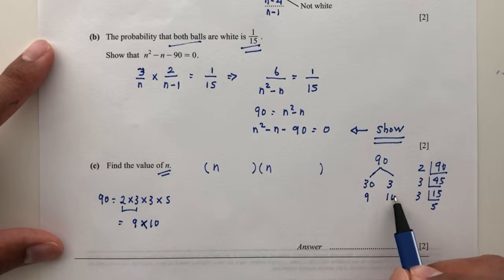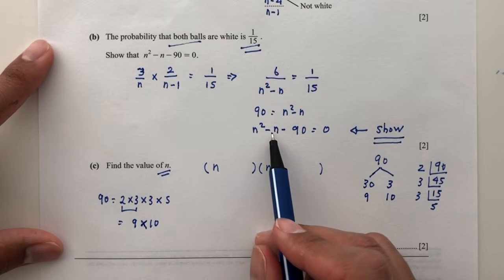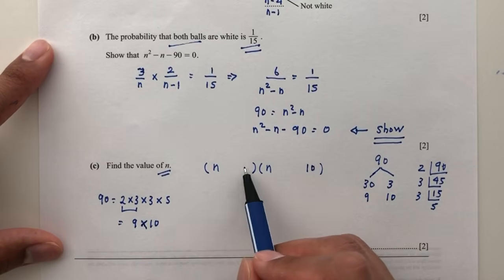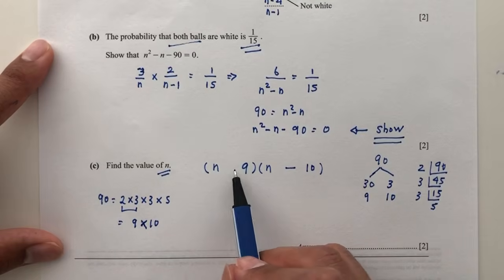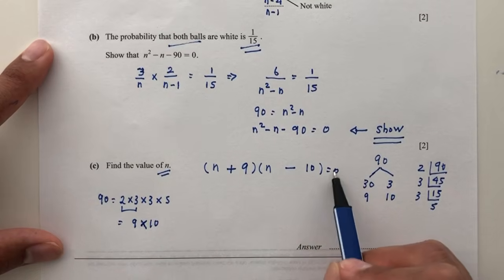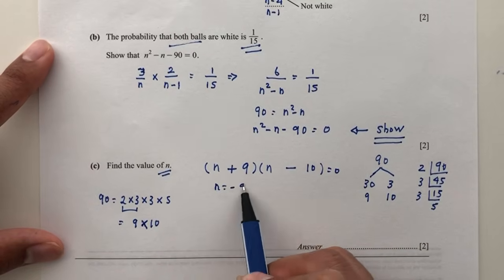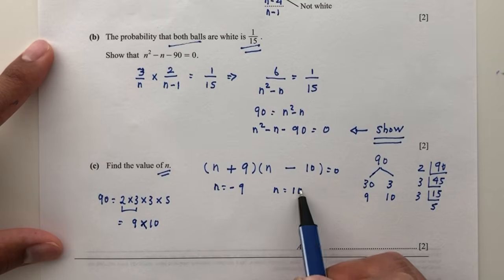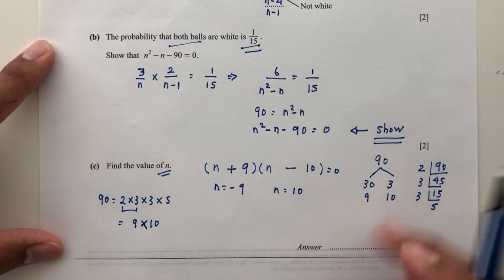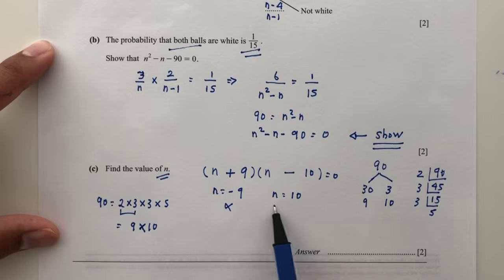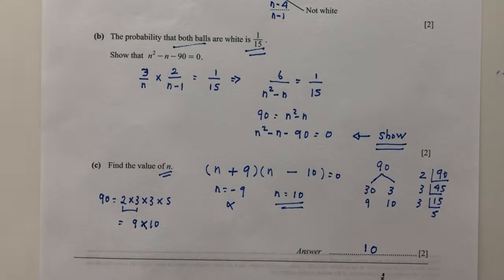So basically, for it to become minus 1, you have to put 10 here and 9 here. Minus 1 will be minus 10 plus 9 equal to 0. So n becomes minus 9, n becomes 10. In n, it represents the number of balls. It cannot be negative, so it can only be positive, so 10. That will be the number of balls.